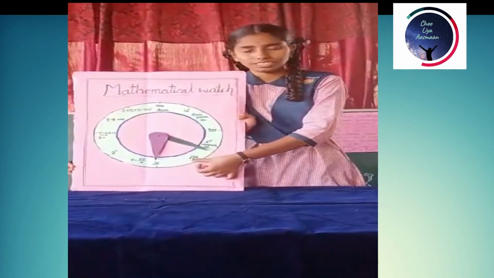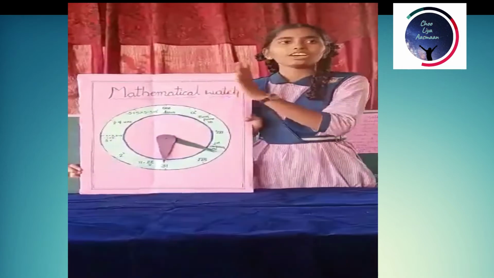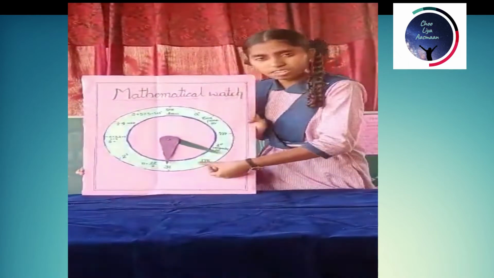So here root of 25. 25 can be written as 5 square. Root of 5 square. Square and root cancel. So the answer remains here 5.